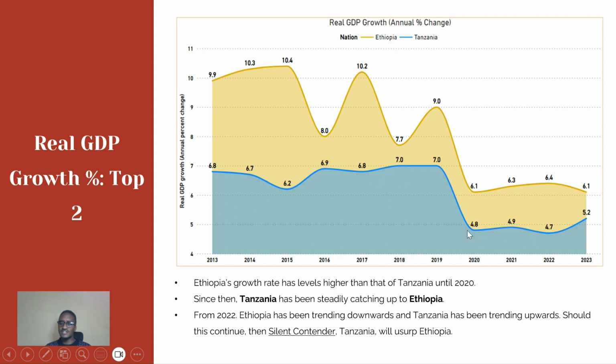But ever since 2020, things shifted. So you can see TZ started dropping after rising a bit, but then Ethiopia started dropping, sorry, and then TZ started rising. So you can see 4.9, 4.7, 5.2, and then 6.3, 6.4, 6.1. So if this continues, in essence, it means Ethiopia is on the decline and TZ is on the incline. So in essence, we can assume that if this continues, then Tanzania is positioned to usurp Ethiopia in terms of the real GDP growth change rate.